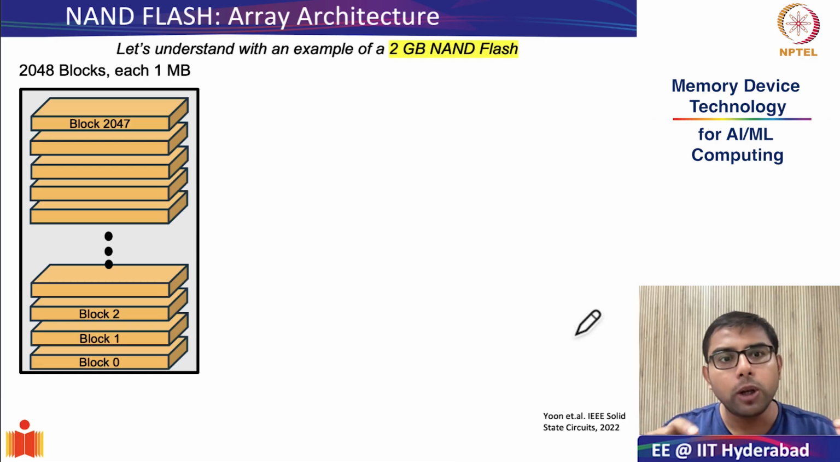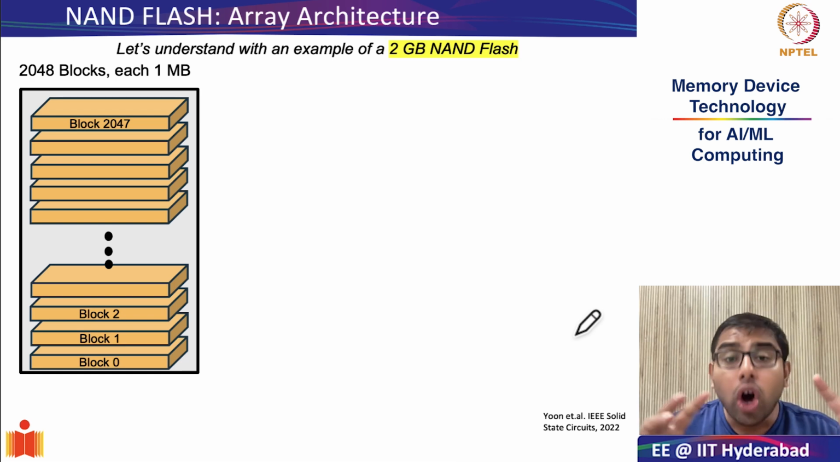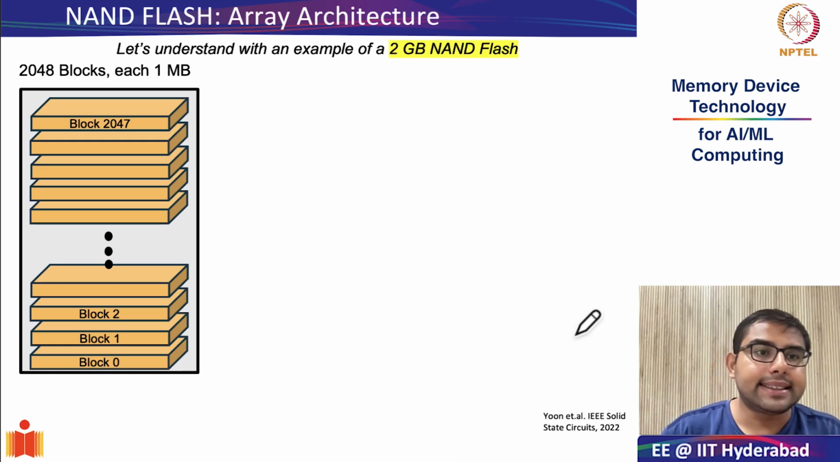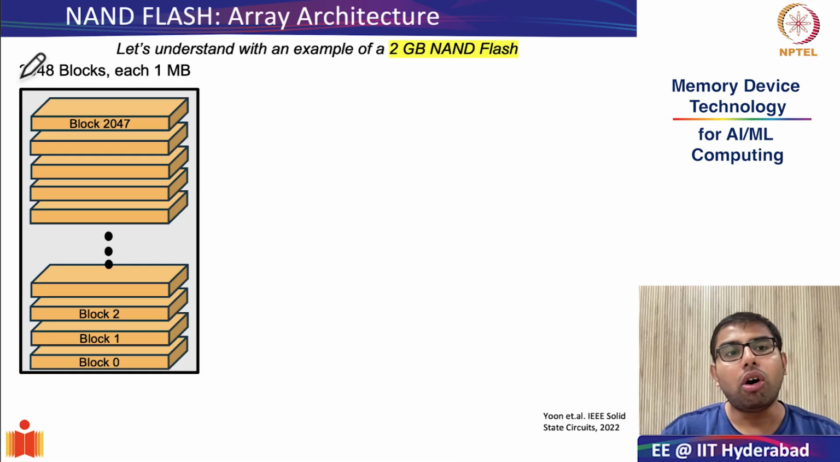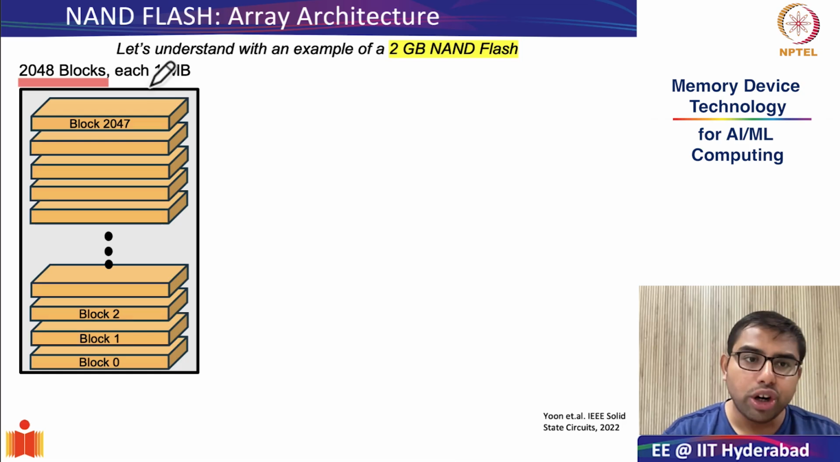So the example that I'm going to take is that of a 2 GB NAND flash array. So how is a 2 gigabyte NAND flash array organized from a top down perspective? So first what we see is that a 2 gigabyte NAND flash array will actually be organized in 2048 blocks. This is the first technical term I am introducing now.